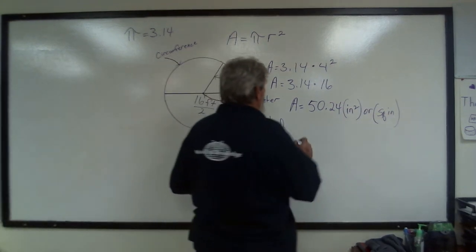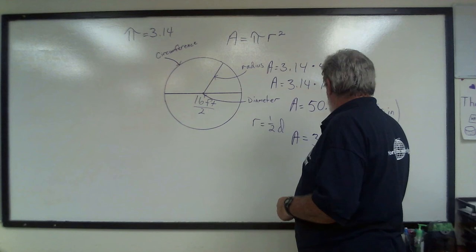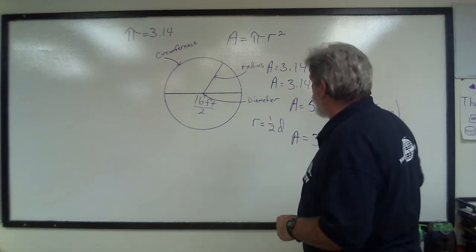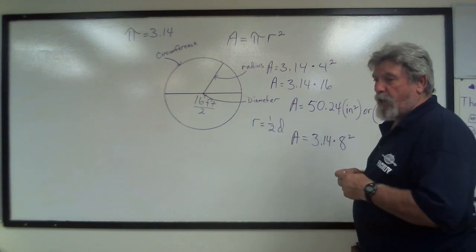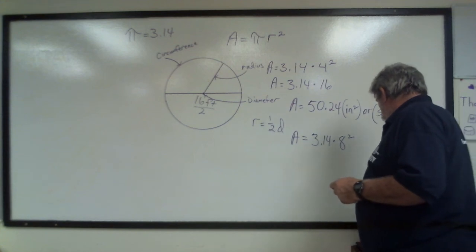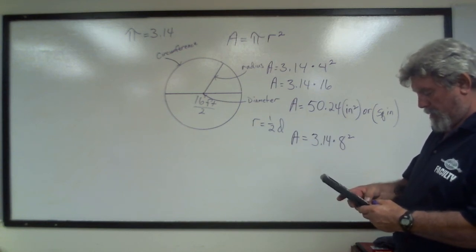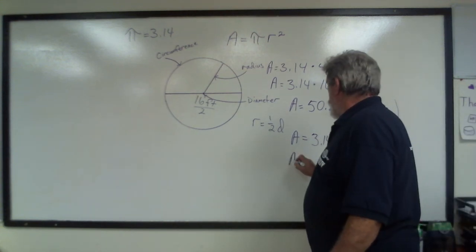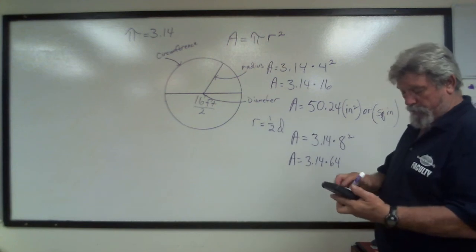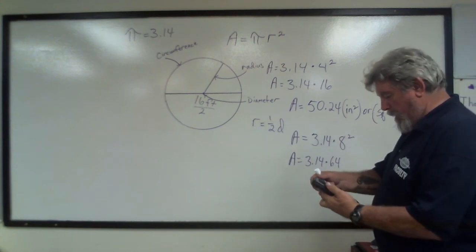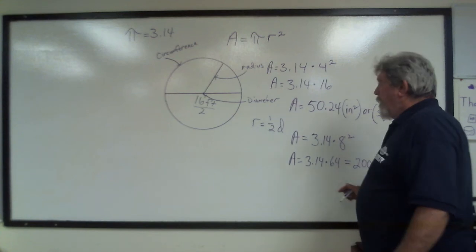And we end up with our equation: the area equals 3.14 times 1/2 of 16, which is 8, squared. Okay, so we can figure it out that way too. So 8 squared is going to be 64. So the area equals 3.14 times 64. Okay? And we have 200.96. And we said feet, right?